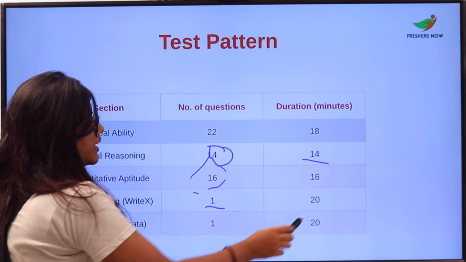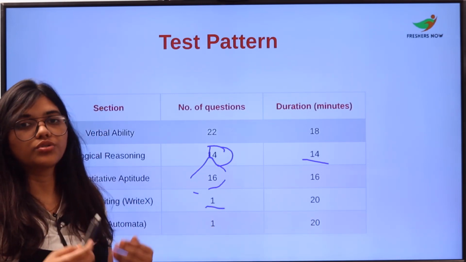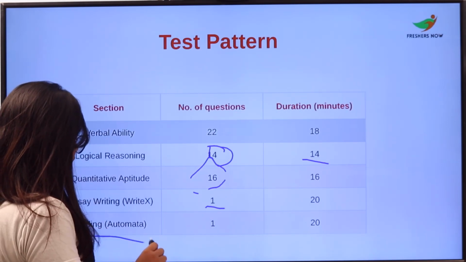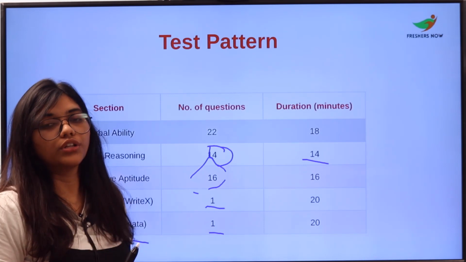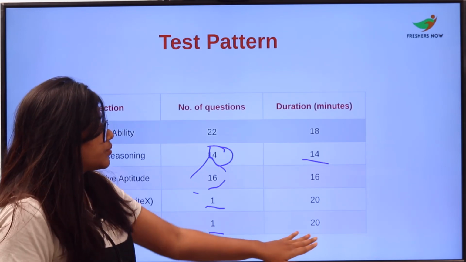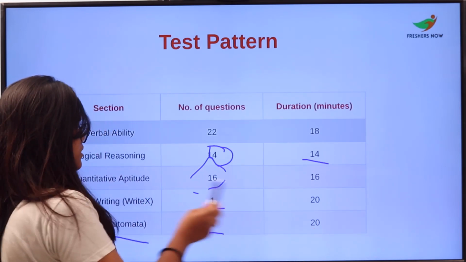Only one will be given and 20 minutes will be given for you to answer the question. Coding will also have only one question, which you have to answer in the form of your code, and that duration is 20 minutes.